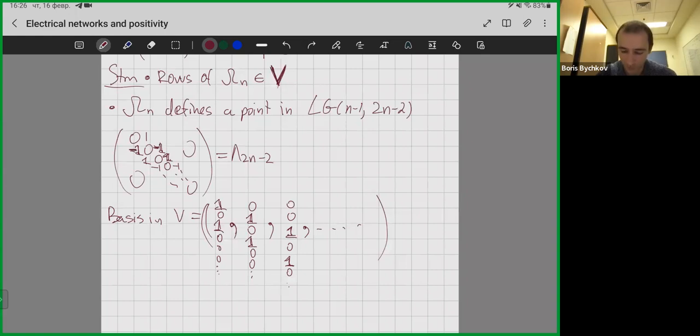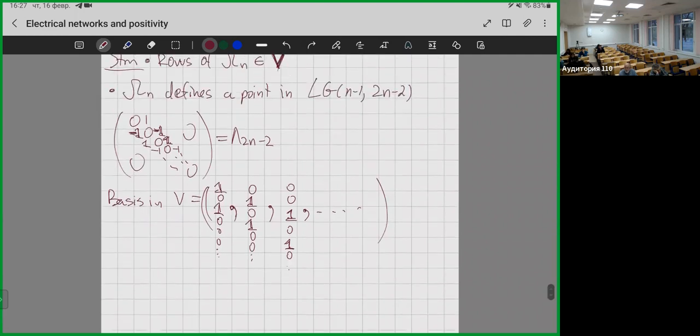Здесь опять же это утверждение никак не использует планарность сети и никак с положительностью не связано. Просто получается такая точка Лагранжевого Гроссманиана. То есть если мы рассмотрим пространство электрических сетей, то получается вложение в такой Лагранжев Гроссманиан.